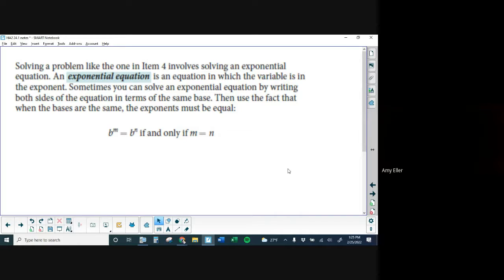This is important. By writing both sides of the equation in terms of the same base. Then use the fact that when the bases are the same, the exponents will be equal. So look up here. If I have 5 to the 7 equals 5 to the x, what's x? 7. It just makes sense. If they are equal and the bases are 5, then the exponents would have to be the same.